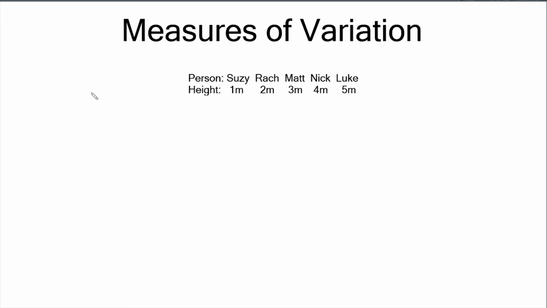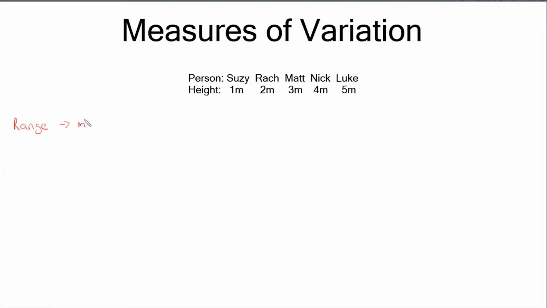Alright, cool. So measures of variation. Basically, how do we measure the spread in the data that we're looking at? So let's begin with something you're familiar with. Let's begin with range. Well, what was that again?